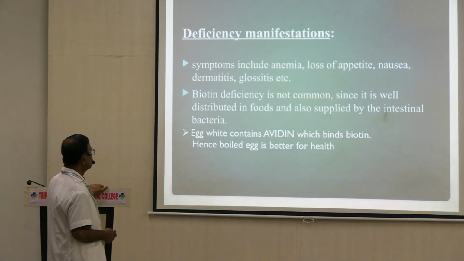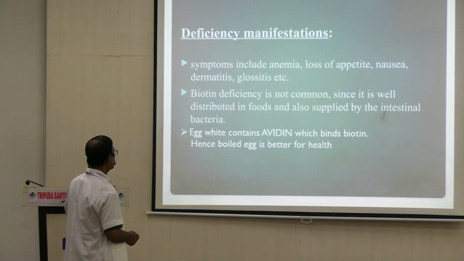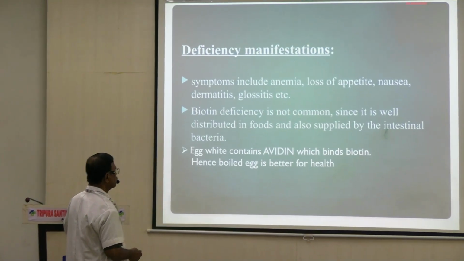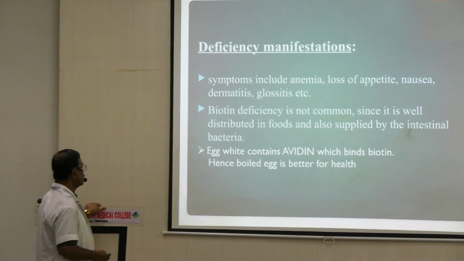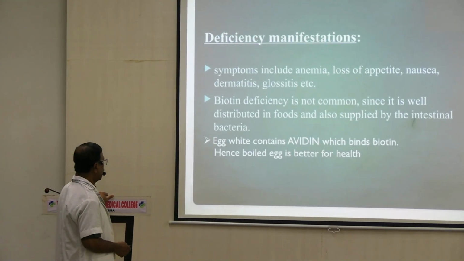Deficiency manifestations include anemia, loss of appetite, nausea, dermatitis, glossitis. Biotin deficiency is not common since it is well distributed in food and also supplied by the intestinal bacteria.